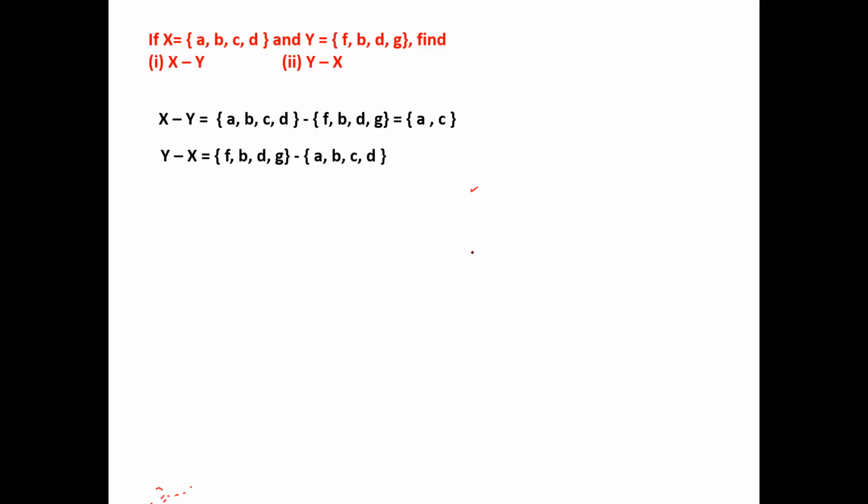X minus Y. From X remove the elements of Y, whatever is there, and then write the remaining elements. So B is to be removed, D is to be removed, so A, C. Any questions, please post in the chat, we'll answer. Any doubts?